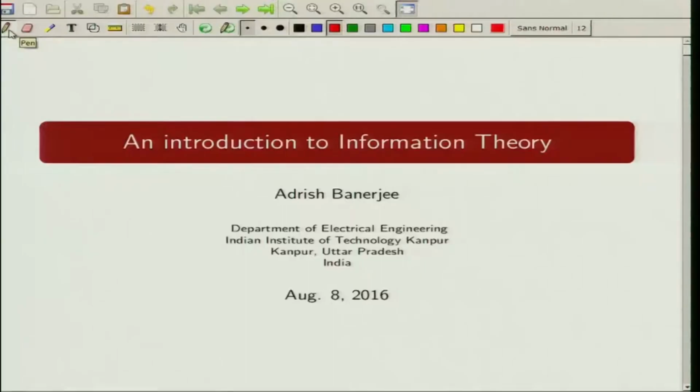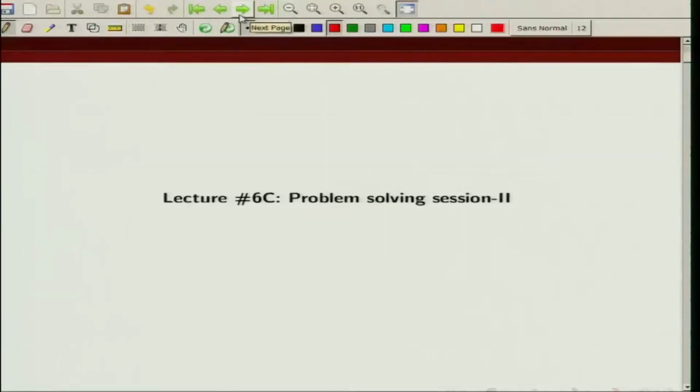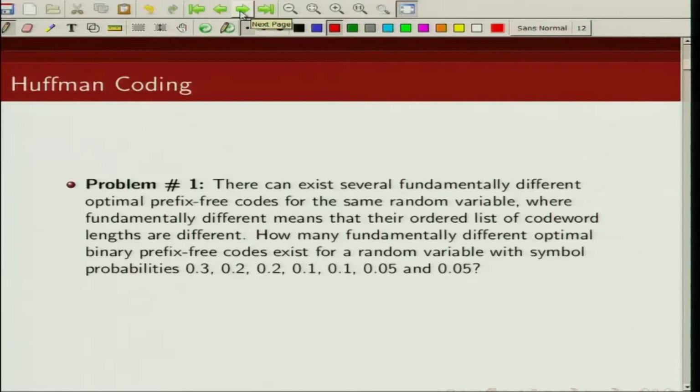I am Adrish Banerjee. So far we have studied block to variable encoding and variable to block encoding. So today let us try to solve some problems in source compression. The first problem relates to Huffman coding.